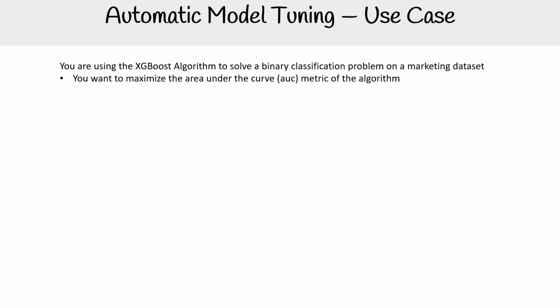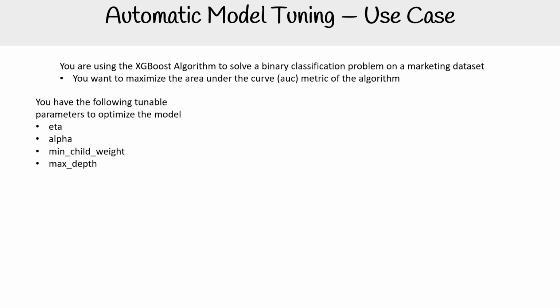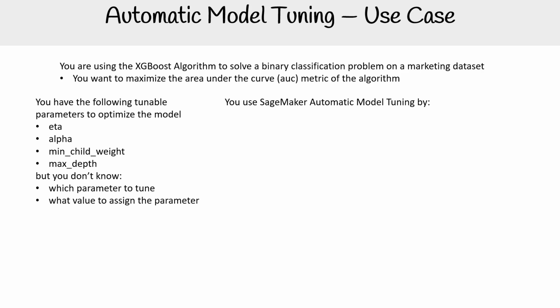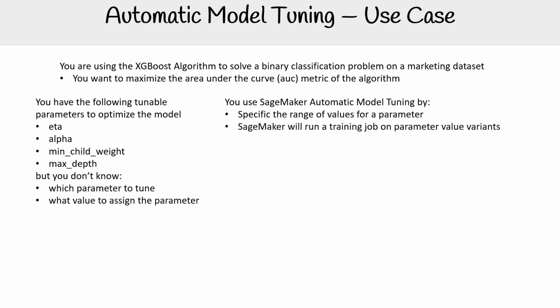Let's just take a look at a use case. You are using the XGBoost algorithm to solve a binary classification problem on a marketing dataset. You want to maximize the area under the curve, the AUC metric, for the algorithm. You have the following tunable parameters to optimize: eta, alpha, min child weight, max depth, but you don't know which parameter to tune or which value to assign the parameter. So you use SageMaker Automatic Model Tuning and you specify the range of values. SageMaker will run training jobs on parameter value variations. It returns the training job with the highest AUC, so area under the curve.